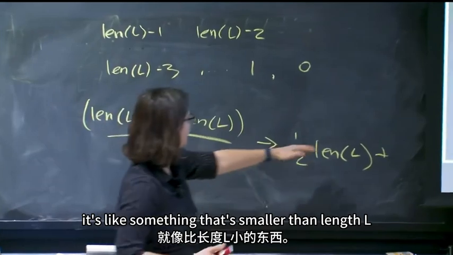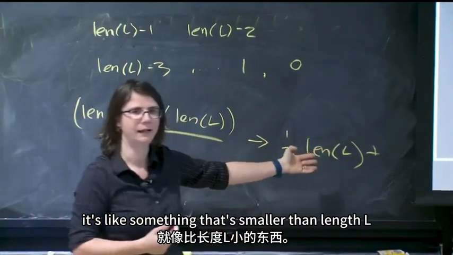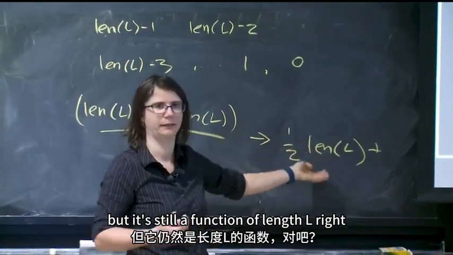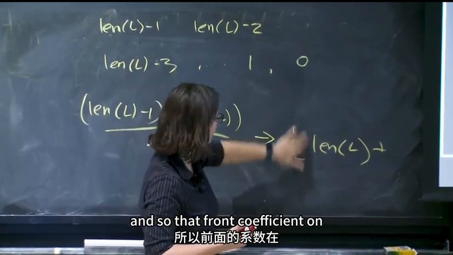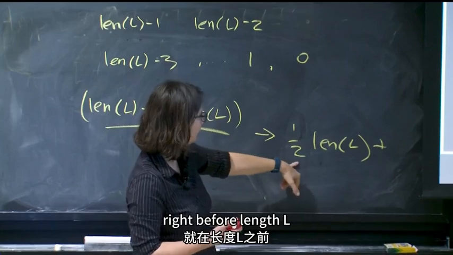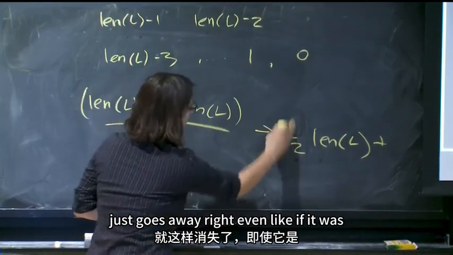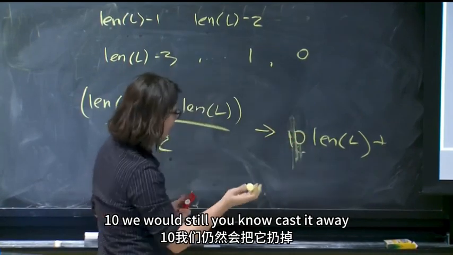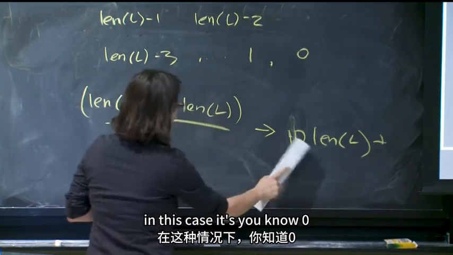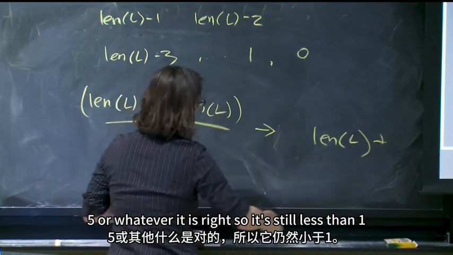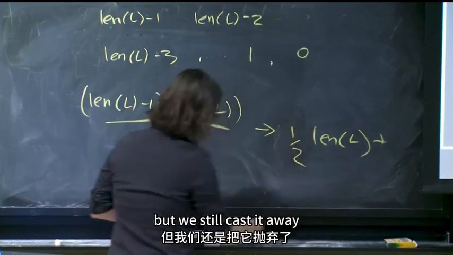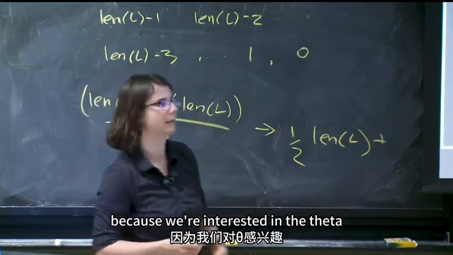But in effect, it's something that's smaller than length L, but it's still a function of length L, right? And so that front coefficient right before length L just goes away. Even if it was 10, we would still cast it away. In this case, it's 0.5 or whatever it is, so it's still less than 1, but we still cast it away because we're interested in the theta of this.